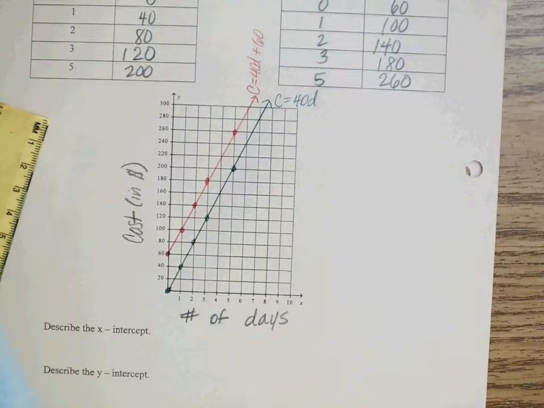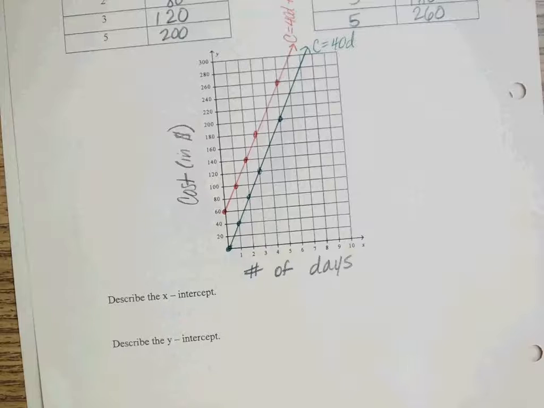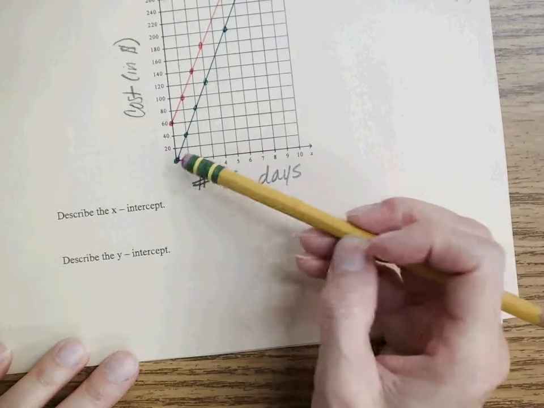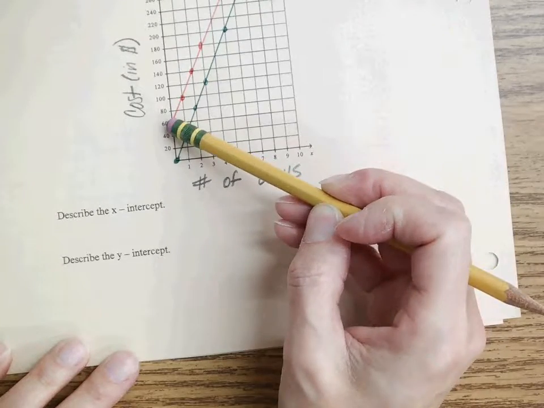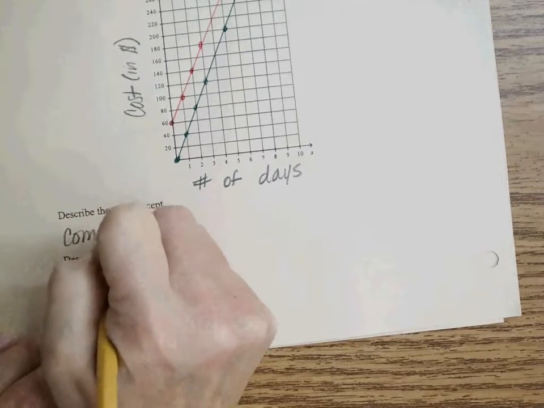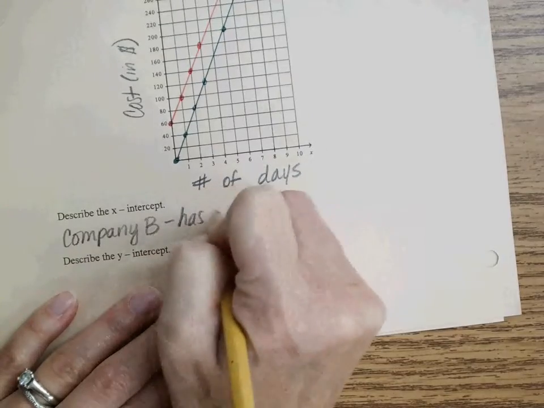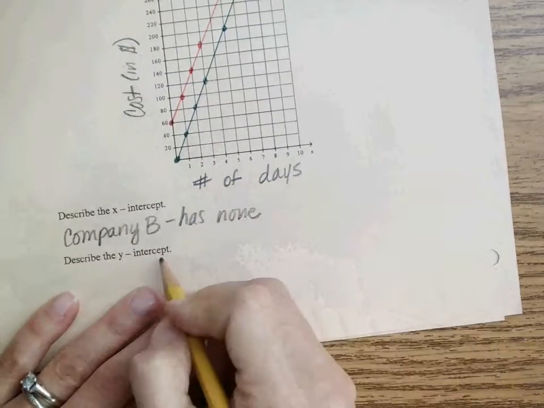Now the last thing that we're going to do is describe the X and the Y intercept. Okay, so for the X intercept, company B doesn't have an X-intercept, so we're going to go ahead and just write in that company B has none. But we can describe the Y-intercept.